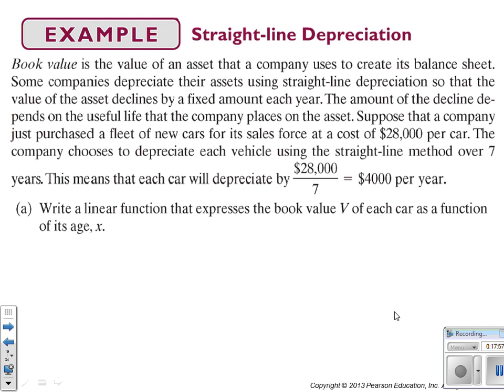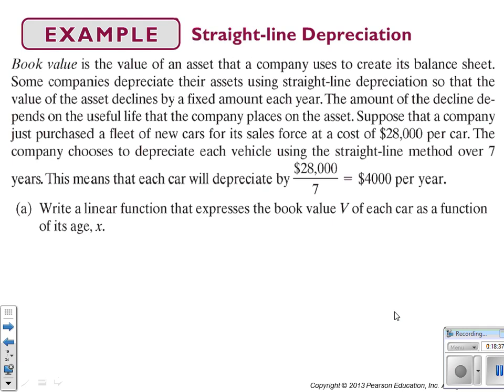The older something gets, the less valuable it is, like a computer. That would be a company's asset. The amount of the decline depends on the useful life that the company places on the asset. Suppose that a company just purchased a fleet of new cars for its sales force at a cost of $28,000 per car. The company chooses to depreciate each vehicle using the straight line method over 7 years. This means that each car will depreciate by $28,000 divided by 7, or $4,000 per year.